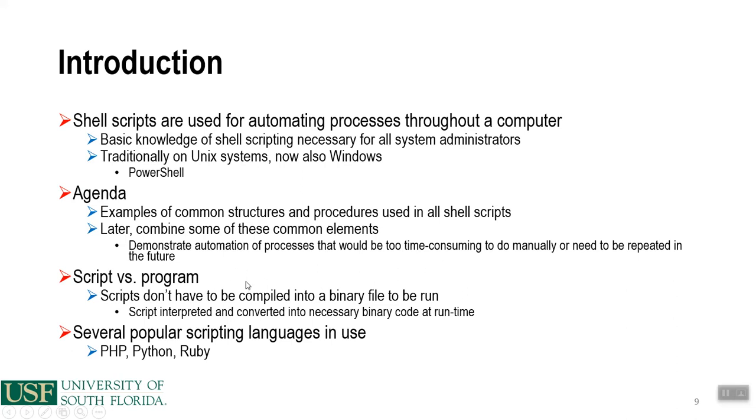A script versus a program. For those of you who are wondering what's the difference between a script and a program, scripts don't have to be compiled into a binary file to be run. Say a program that you have on your computer that you go ahead and double click and then you start to open up and interact with it. That's some sort of a binary file that has been compiled that you can go ahead and interact with. Scripts are interpreted and converted into the necessary binary code at runtime. So don't worry too much about these details.